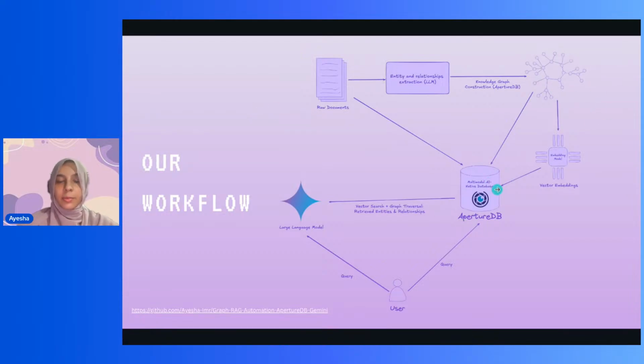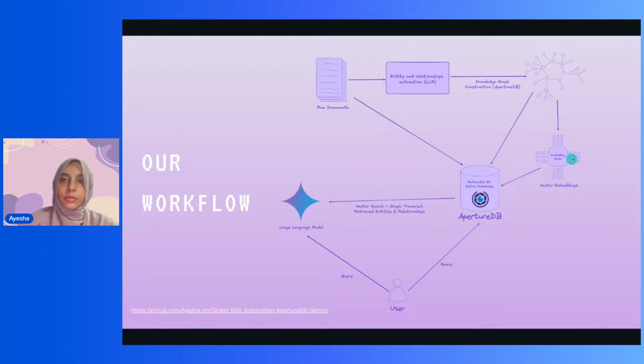Now comes in ApertureDB. So what we do is that we store this knowledge graph in ApertureDB as well. Optionally, we can store the raw documents themselves, and we can make a connection between the knowledge graph and the document. So if, let's say, you want to see the entire document for some reason, you can easily do that.